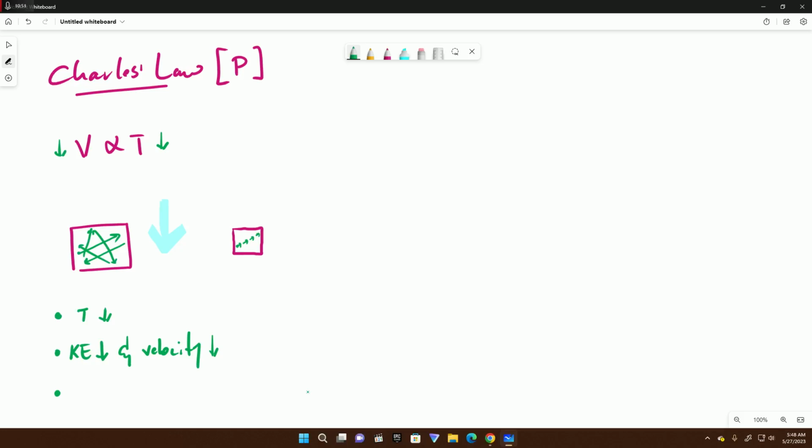So as temperature falls and kinetic energy falls and velocity falls, the volume falls as well, because the molecules are no longer able to keep the container walls apart. And that is Charles' law. Finally, we have the pressure law.